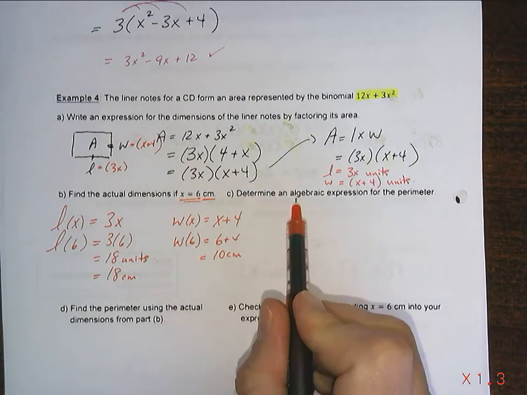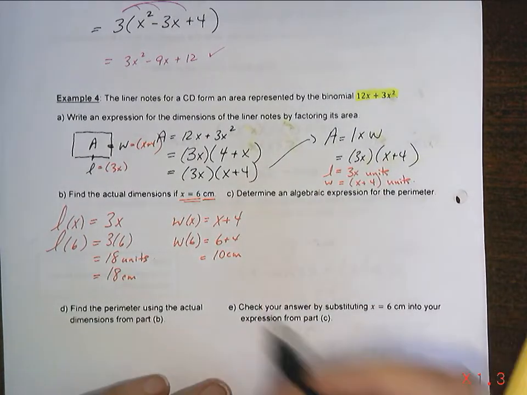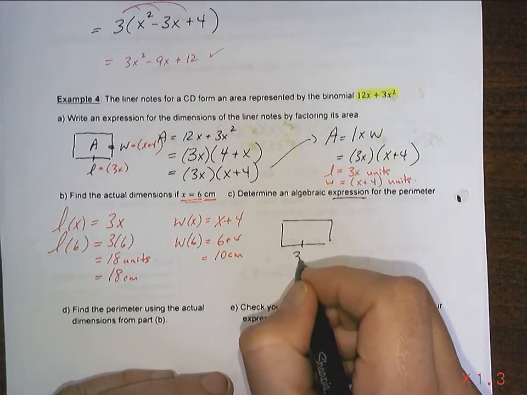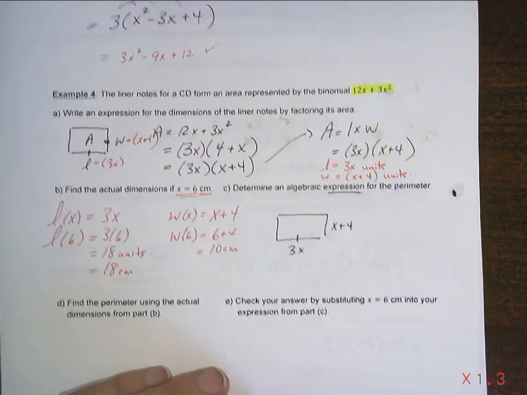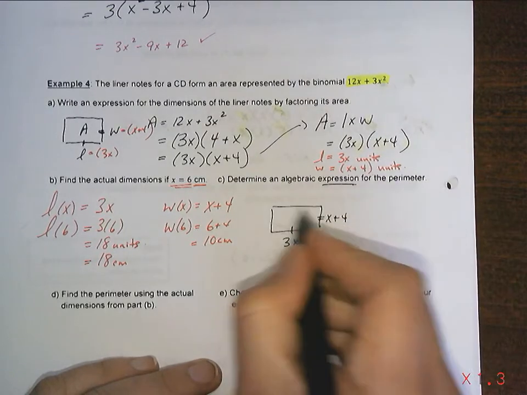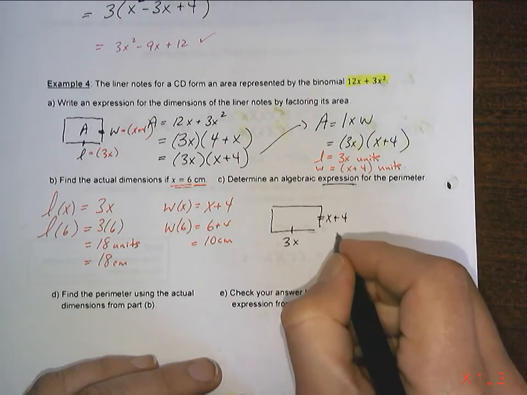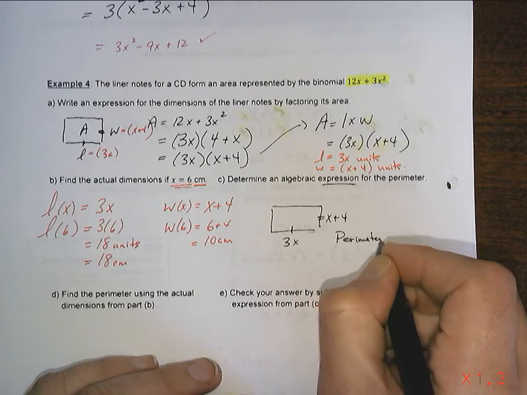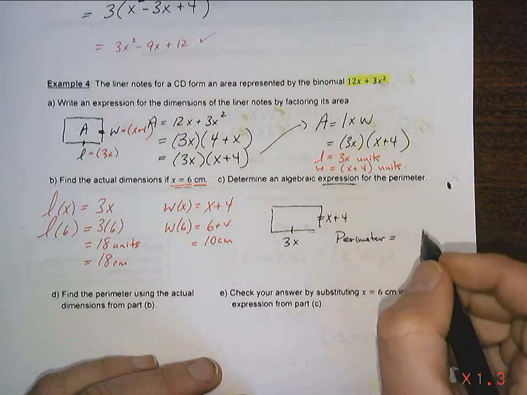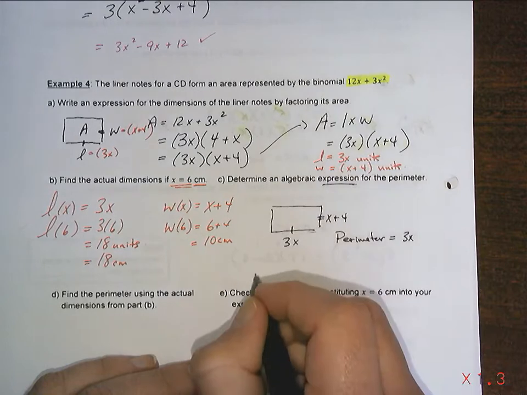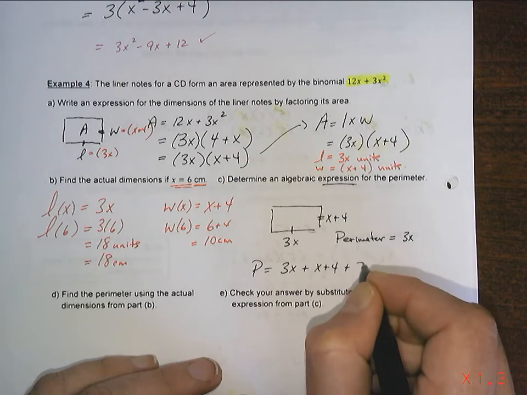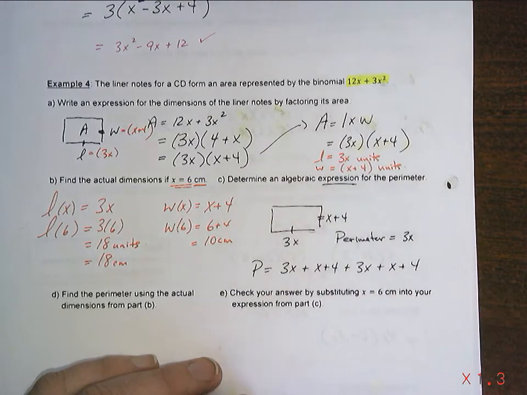C, determine an algebraic expression for the perimeter. It wants an expression, so not numbers. So your liner note looks like this, 3x, x plus 4. So if we're going to do the perimeter, it's going to be this length, plus this length, plus this length, plus this length, because perimeter equals the distance around the object. So it's going to be 3x. Oh, I need more room. So the perimeter is going to be 3x plus x plus 4 plus 3x plus x plus 4.